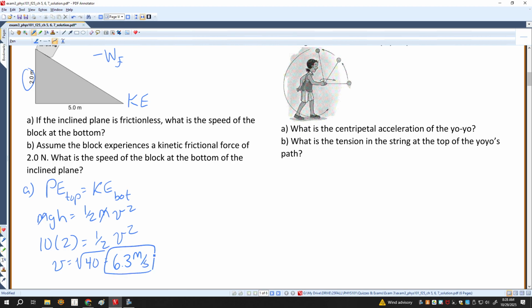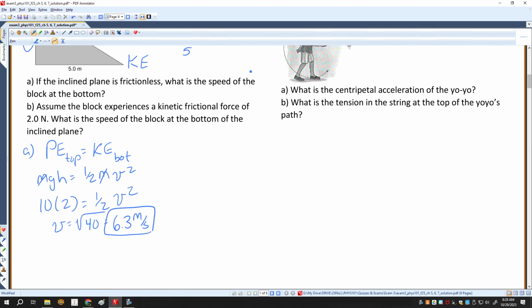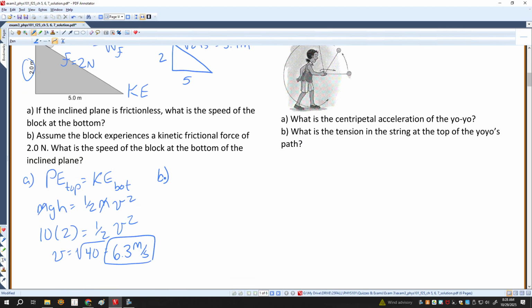And then I have a frictional force that is equal to 2 newtons that acts all along that distance. I need to know what that distance is, by the way, so I'm going to go ahead and find that out. So 2, 5, that's the square root of 2 squared plus 5 squared. That's equal to 5.4 meters.